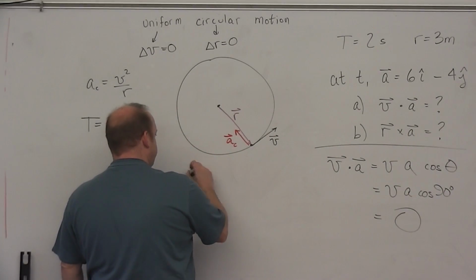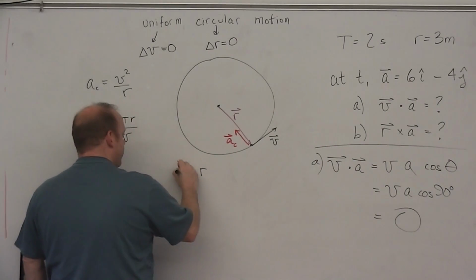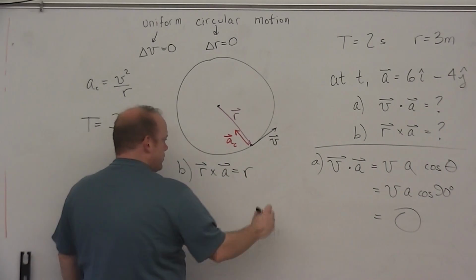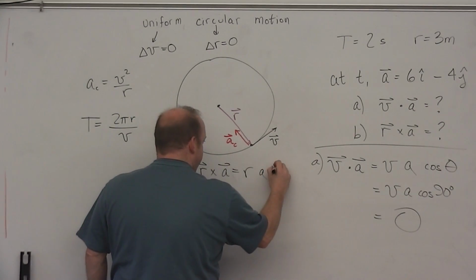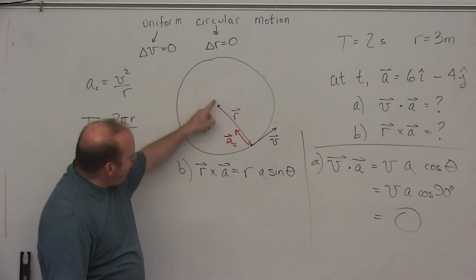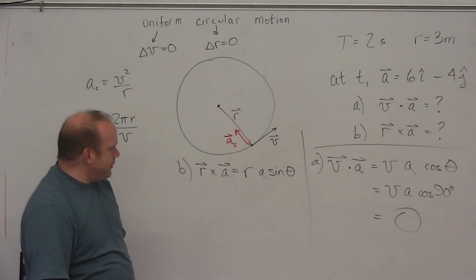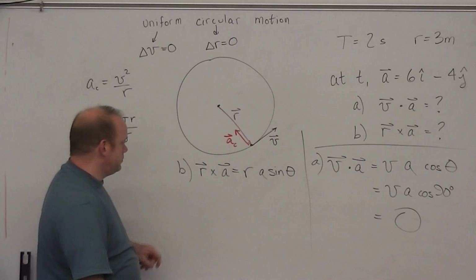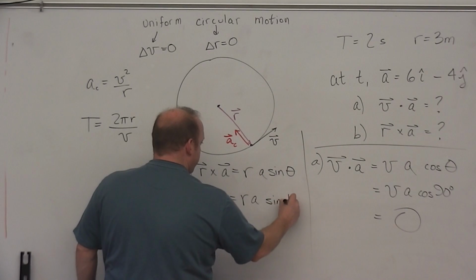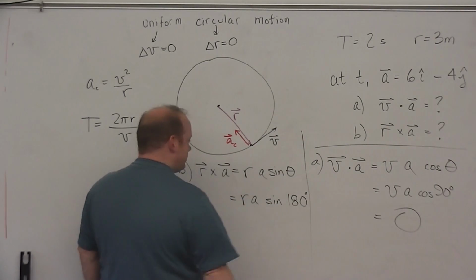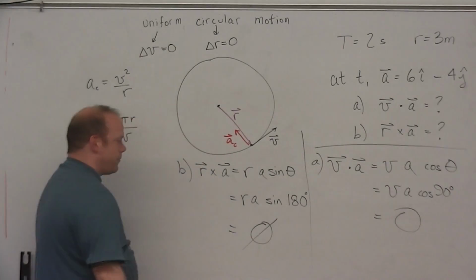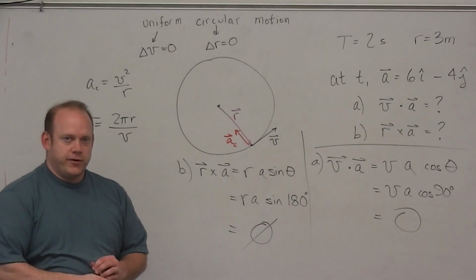R cross a is equal to the magnitude of r, magnitude of a, times the sine of that angle. R points this way, a points that way. What's the angle between them? It's not 0. R and a might as well be, though: sine of 180 degrees, sine of 180 degrees, is 0. And we're done. Number 46.